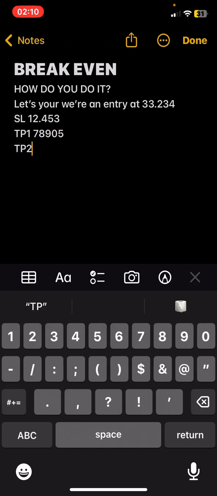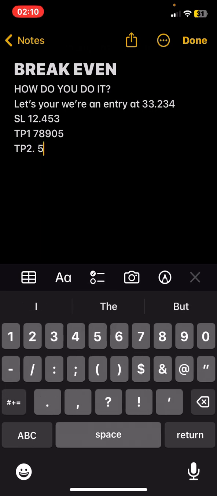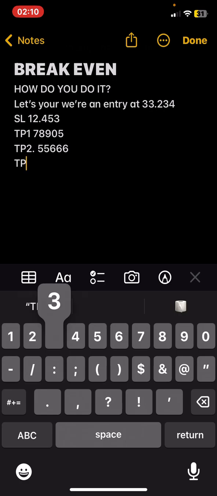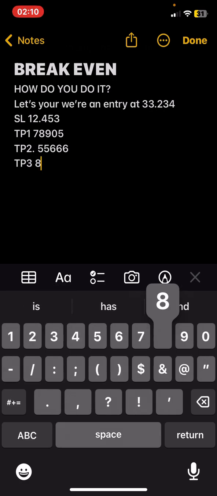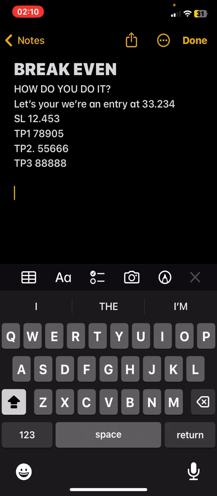TP2 was 5555, TP3 was, let's say, 8888. This is just for training purposes. And we say you should sell gold at that price, this price that was given here, 33.234. Remember, this is just for this training purpose.